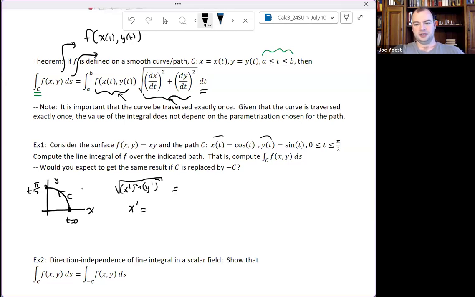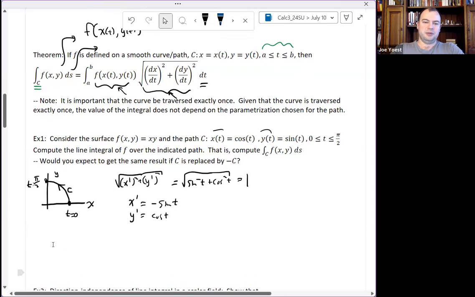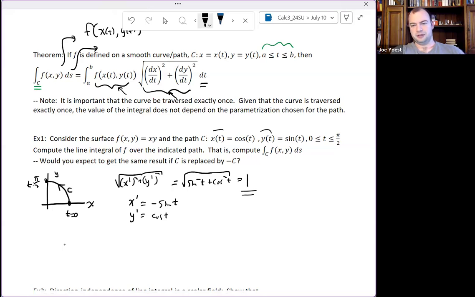So x prime, dx dt, is negative sine t. Y prime is cos t. X prime squared plus y prime squared is root sine squared t plus cos squared t, which is just 1. So in this case, nicely enough, our arc length factor, that radical and all of that, just boils down to the number 1, and we won't see it coming up in the next step explicitly. But we did go through the work, and it just turns out to be a factor of 1.